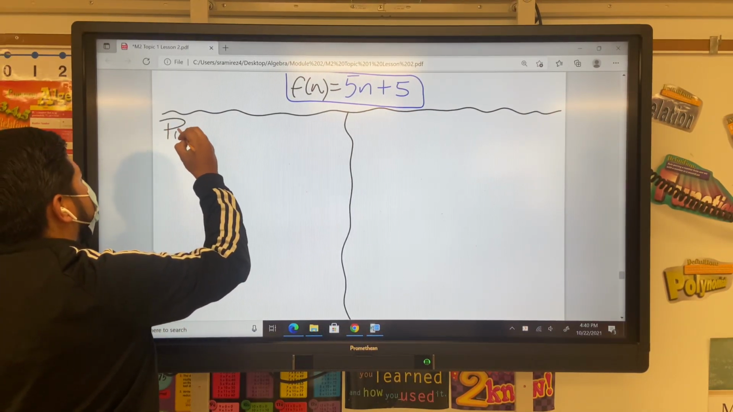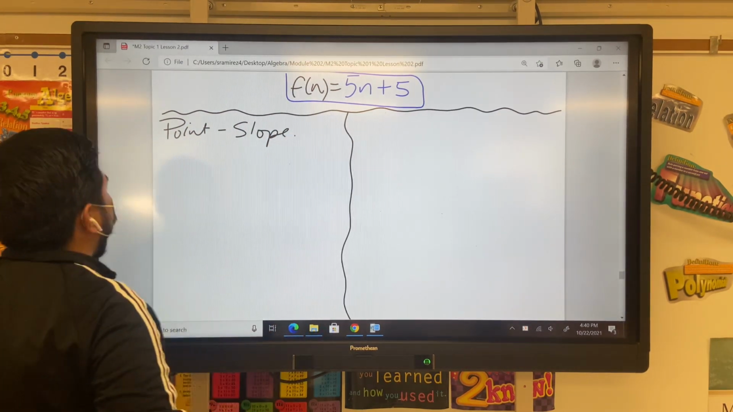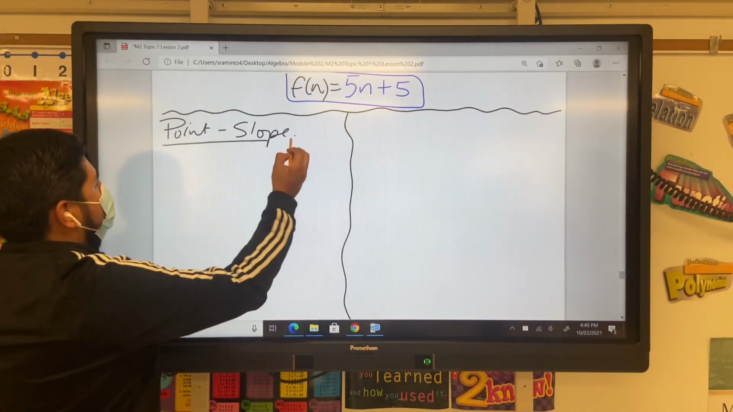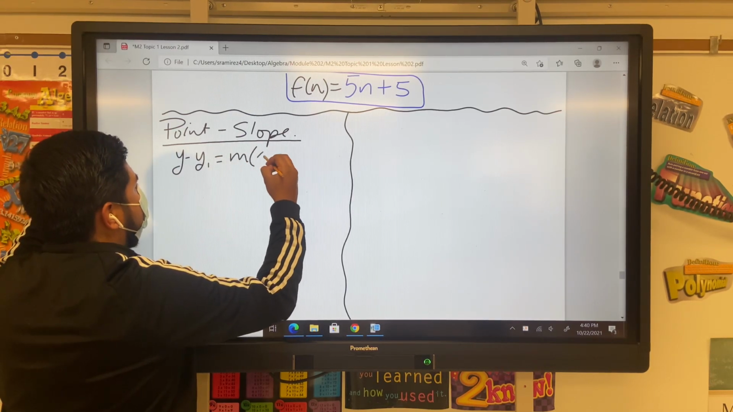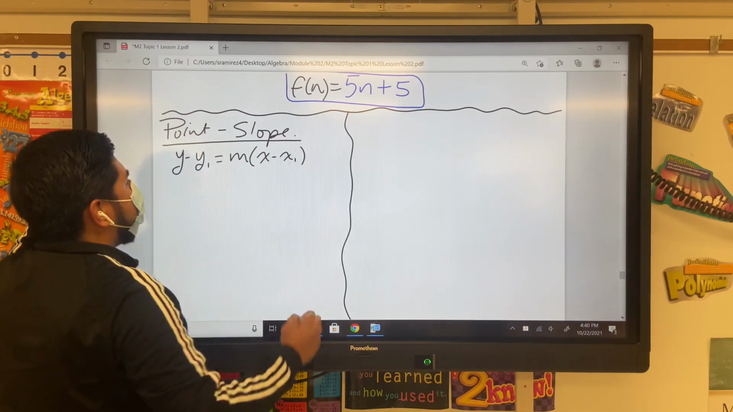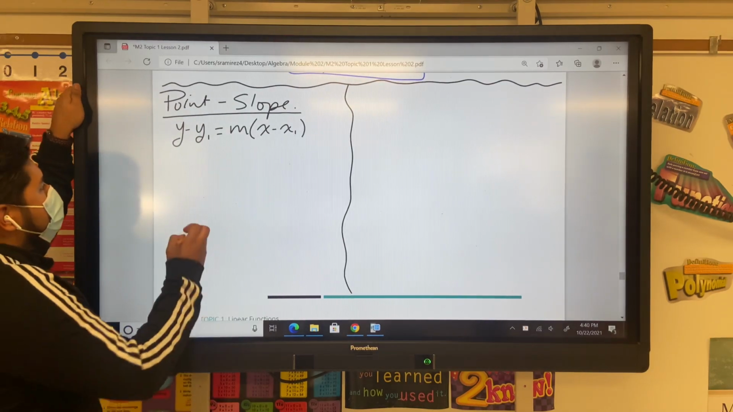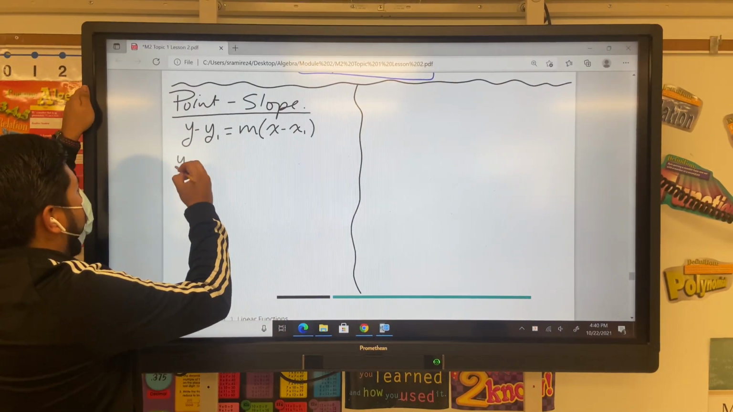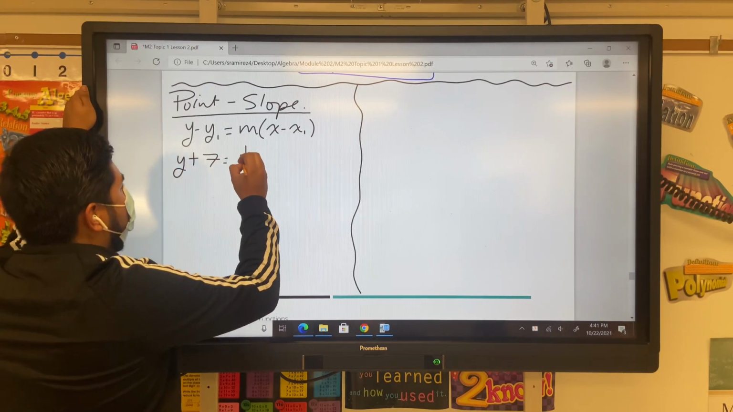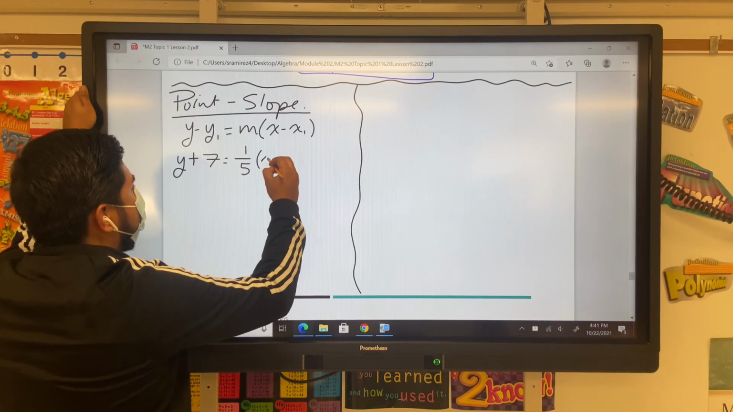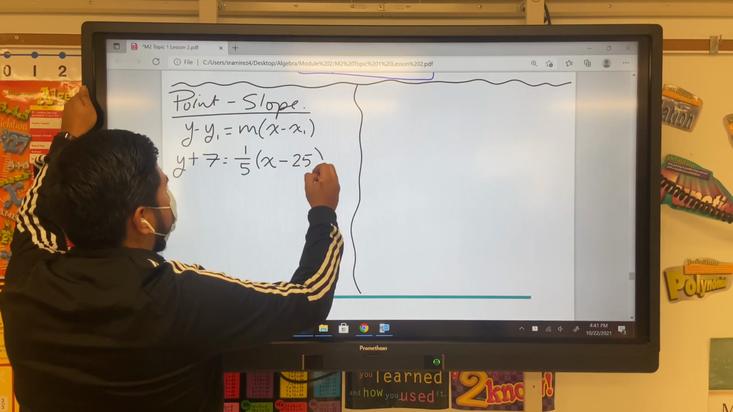Point slope. So point slope form is y minus y1 equals m parentheses x minus x1. We will convert this into y equals form. I'm going to give us some new numbers. We got y plus, let's use 7 equals 1 over 5 parentheses x, yes, let's use minus 25. That's okay with me.